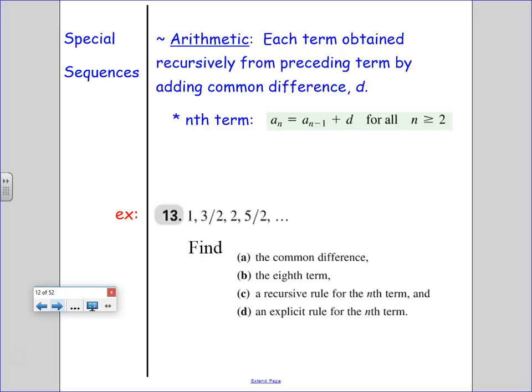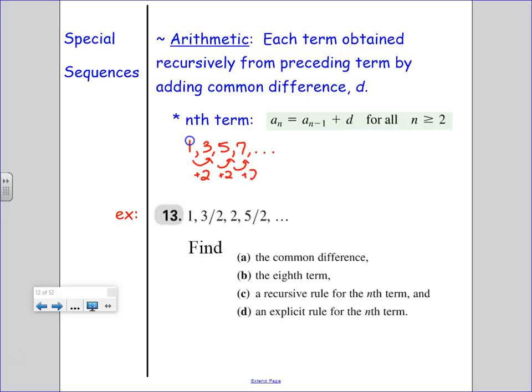These ones, each term is obtained recursively, from preceding terms by adding a common difference D. Recursively means the jumpity jump jump jump, right? So without looking at the one below, what would be an example of an arithmetic sequence? 1, 3, 5, 7, all the odd numbers. Yes, but why is it an arithmetic sequence? Because you add 2 each time, there's just a common difference.